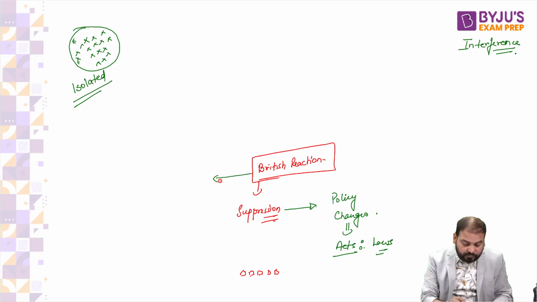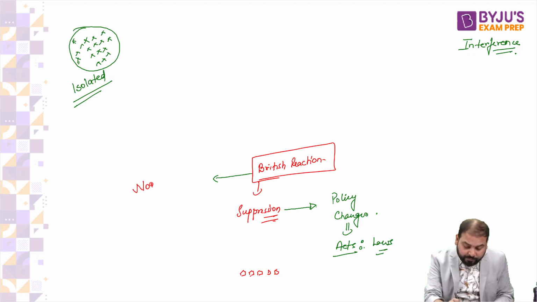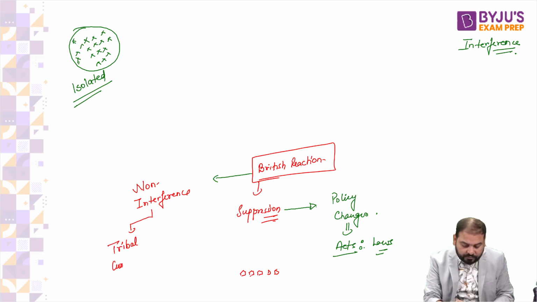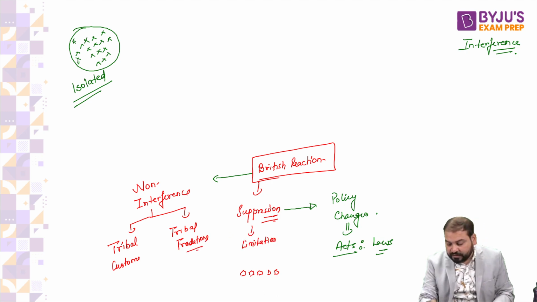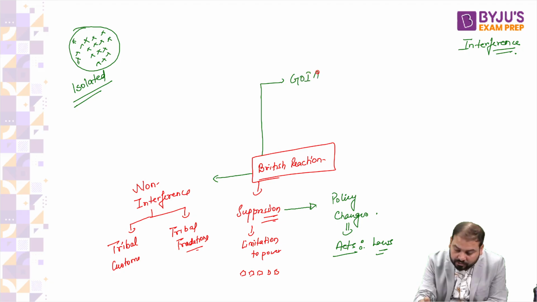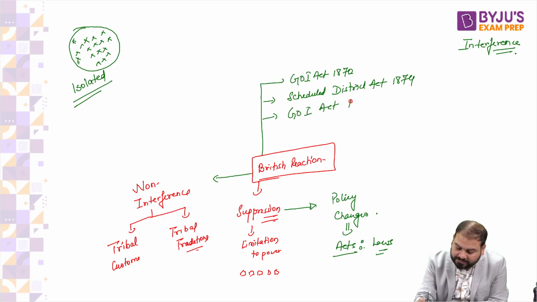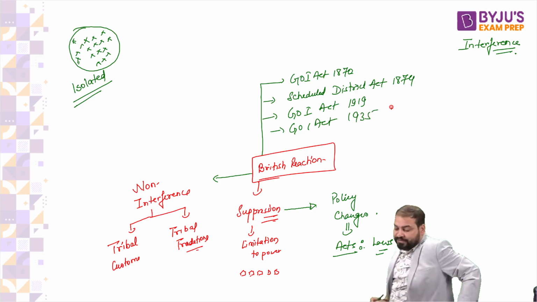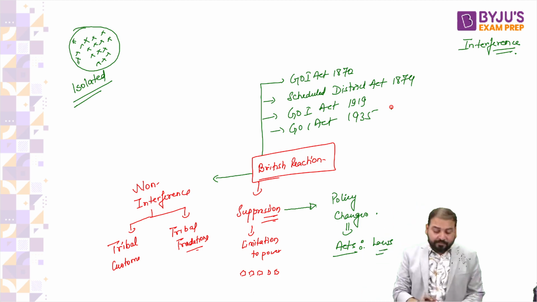So the Britishers understood and they brought the policy of non-interference in tribal customs and tribal traditions, because they understood there is a limitation to power. And that's why they brought the GOI Act 1870, the Scheduled District Act 1874, the GOI Act 1919, the GOI Act 1935. So basically, under the various Government of India acts, they made some changes for the tribals.